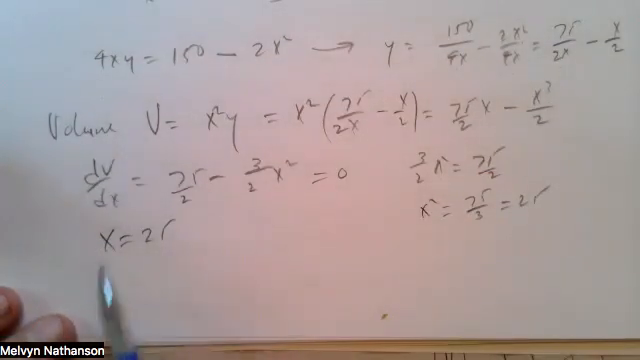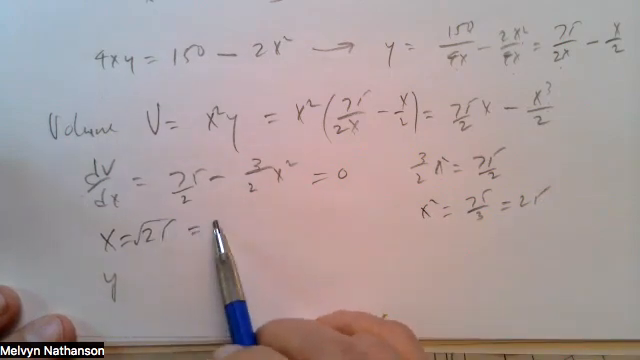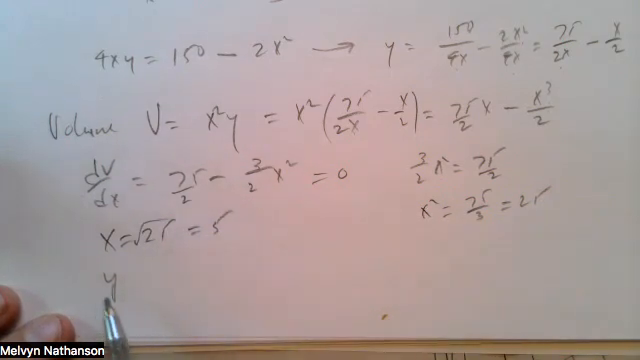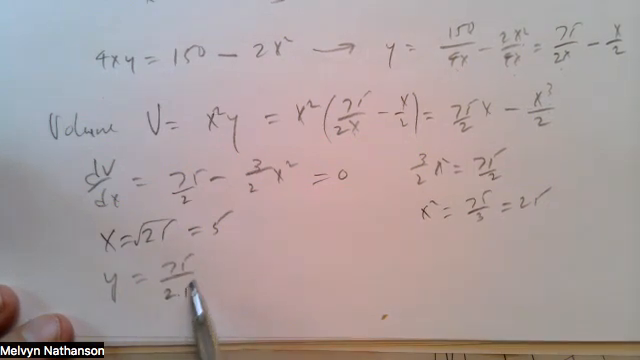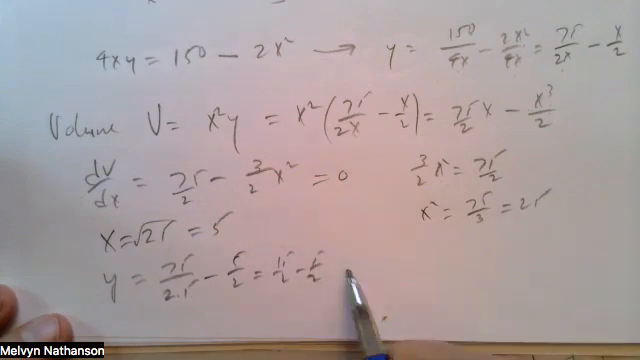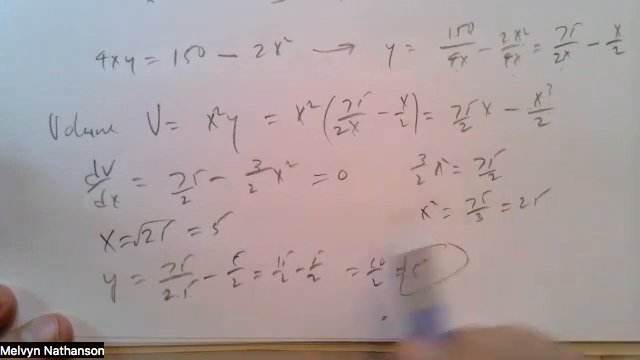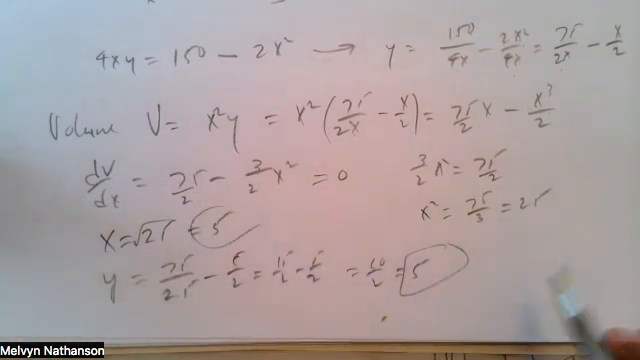So x is equal to the square root of 25, which is 5. And if x equals 5, y is 75 over 2 times 5 minus 5 over 2. 75 over 10 is 15/2, minus 5/2 is 10/2, or 5. So we get that x and y are both equal to 5.